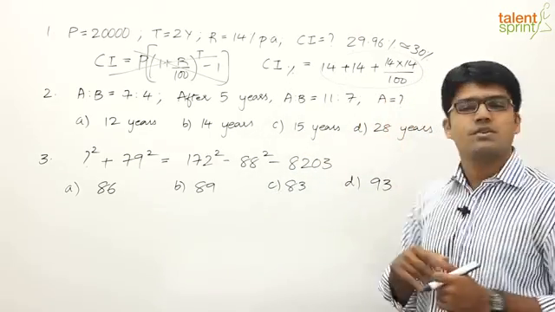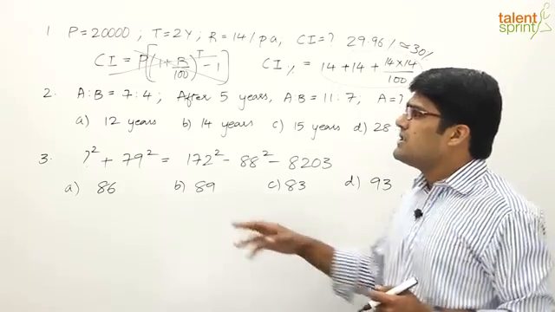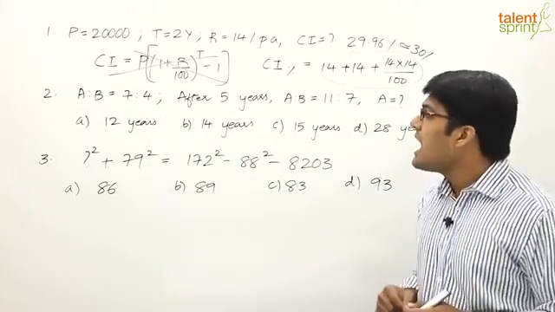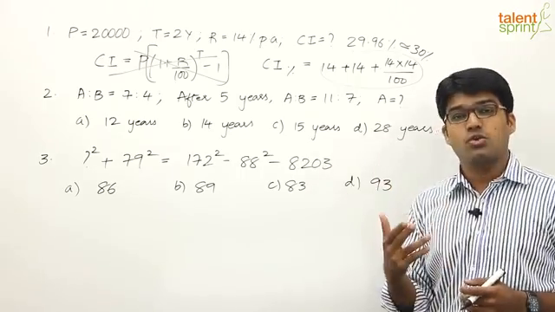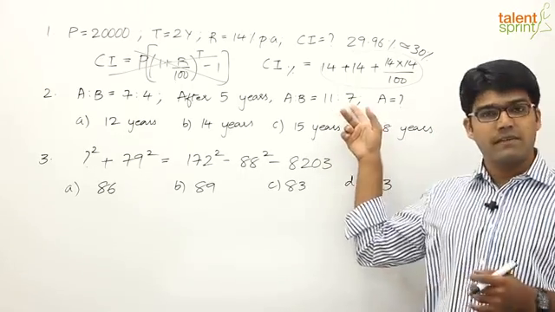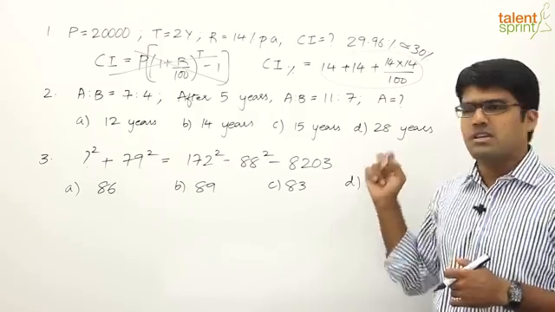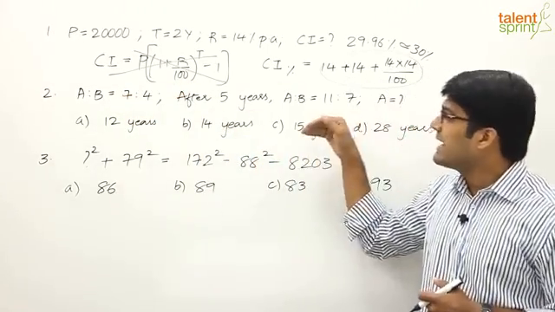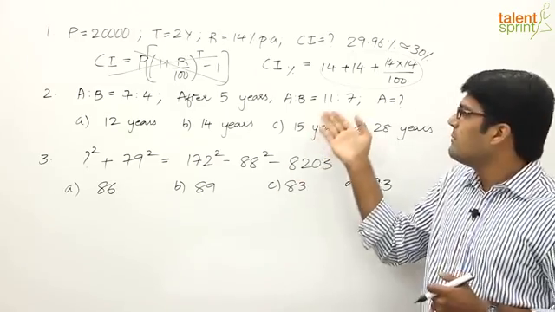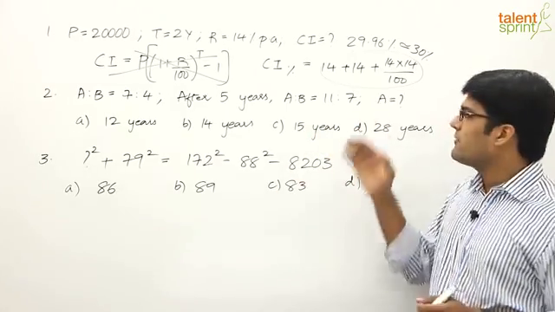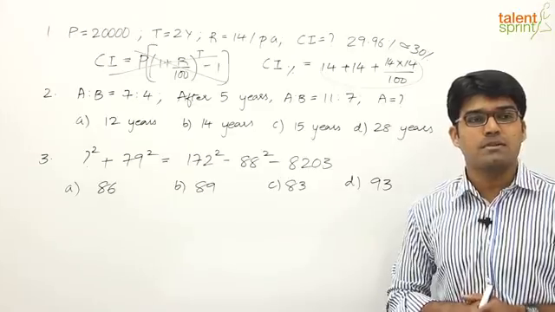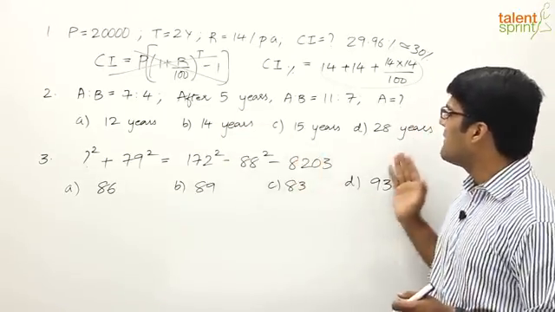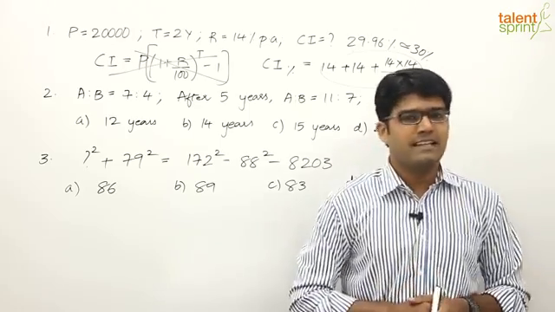Now here I have a question on ages which says the ages of A and B are in the ratio of 7:4. After 5 years, the ratio of their ages become 11:7. What is the age of A? So here simply two ratios have been given. The first ratio is 7:4. The second ratio, which is after 5 years, becomes 11:7. And we have to find out what is the age of the person A here. And the given answer options are 12 years, 14 years, 15 years, and 28 years.